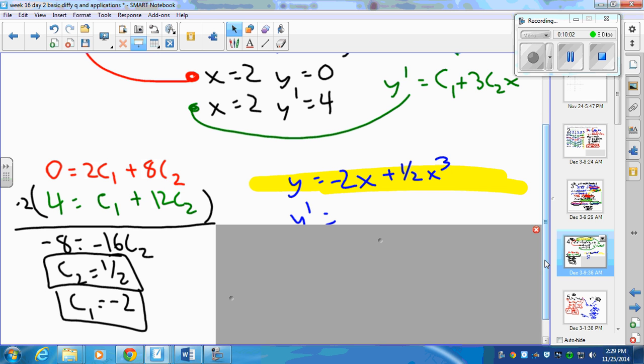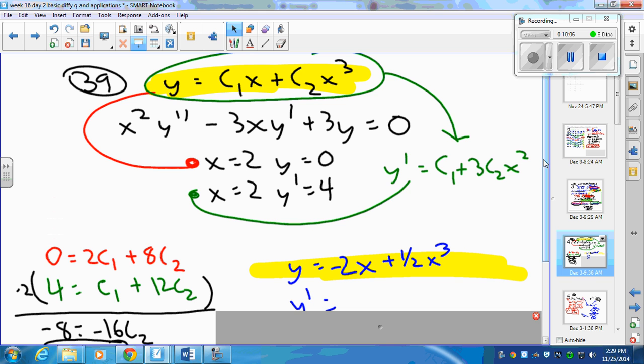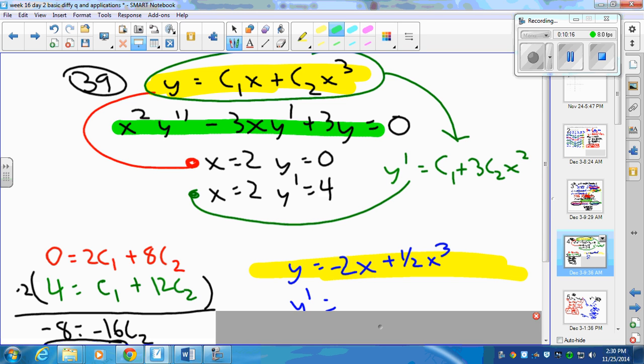So I was able to find those, and I can plug that in to this yellow equation up top. Now that I have the yellow equation, my goal is to prove to the world that this yellow equation will make this work. So what I need to do is find y prime, which I can do.